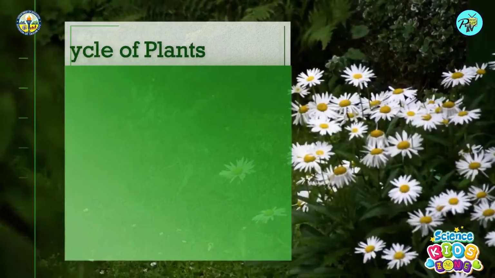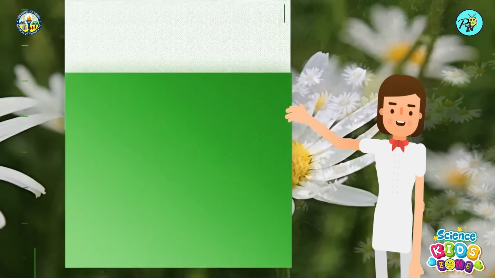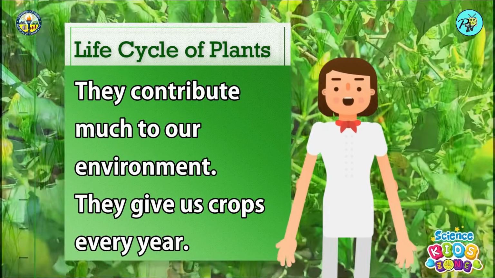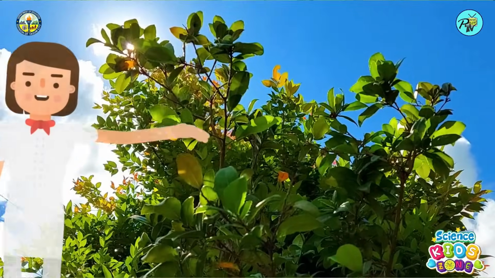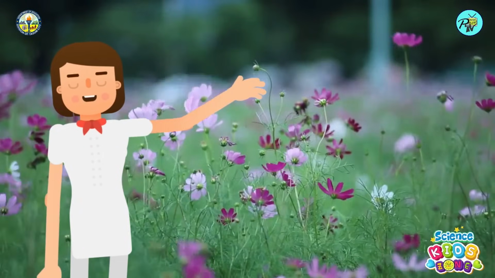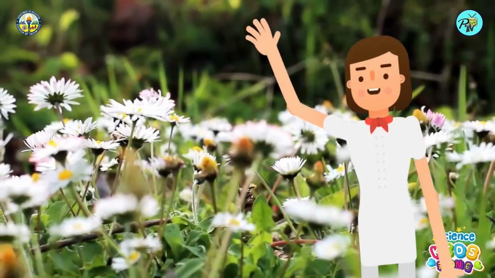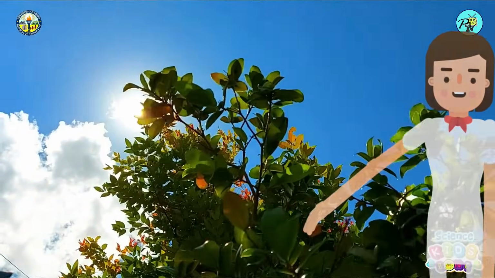The life cycle of plants is important to nature. They give us new plants. They contribute much to our environment. They give us crops every year. Look at these examples. These are examples of different plants that we can see around us. There are some plants that bear flowers, and there are some plants that do not.